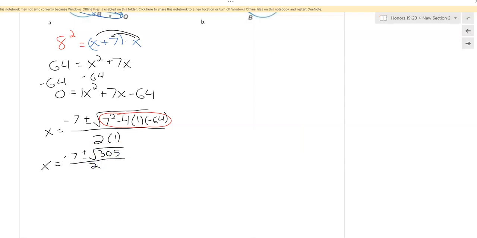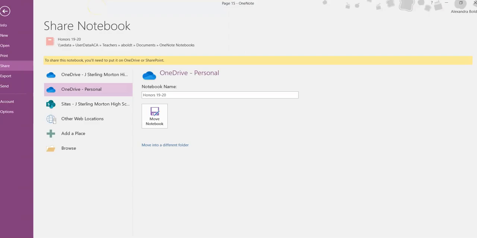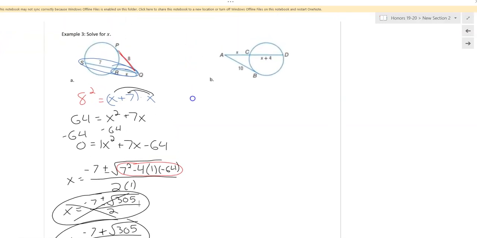Okay. 305 is not a perfect square. It also has no perfect squares that divide into it. So here is our answer. That's just it. Yay. Can't simplify it at all. Negative 7 plus, ooh, that's not actually your answer. Because it's x equals the opposite of 7, only plus. You can only have a positive answer, so you can only take the plus answer. Easy enough. Maybe. If we remember our quadratic formula from last year.